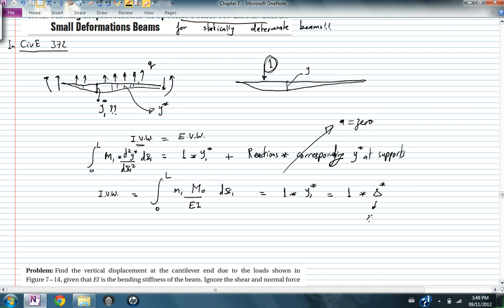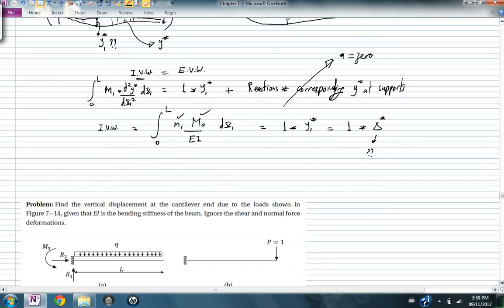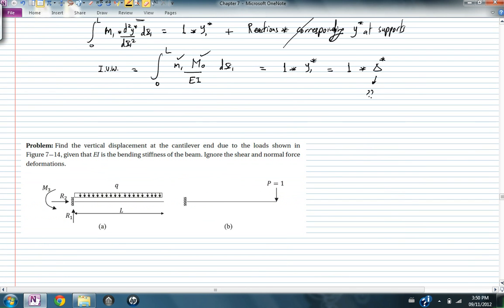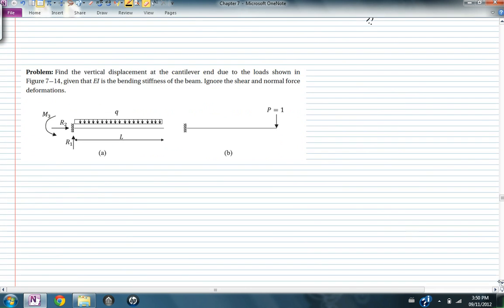And delta star is the unknown. I know the bending moment under one load, unit load. I know the bending moment under the current loading on the structure. And when I do this integration, I find the displacement. So let's do it. Let's apply an example.